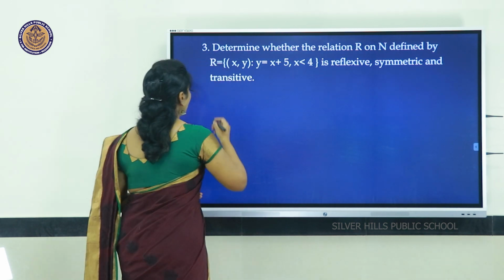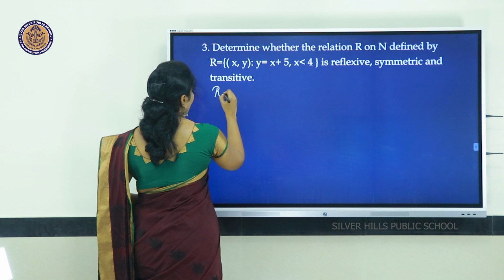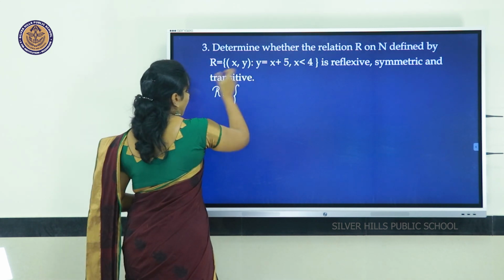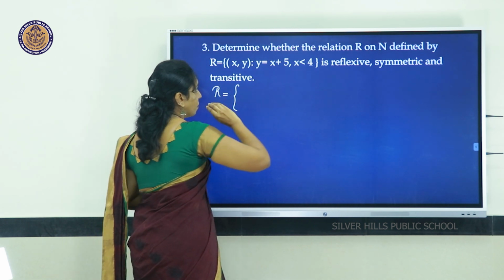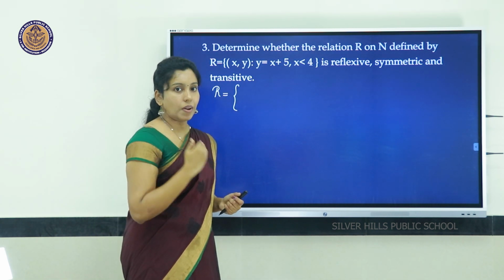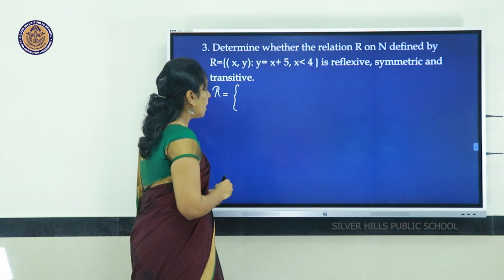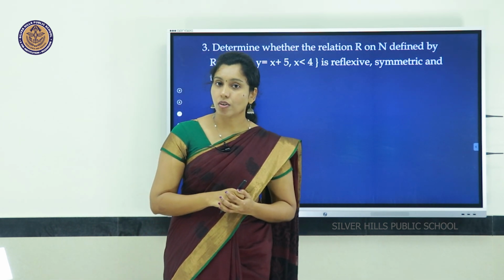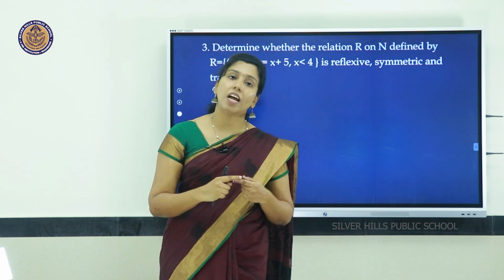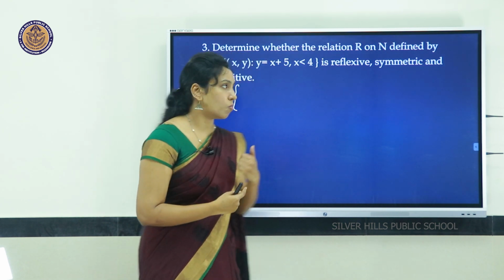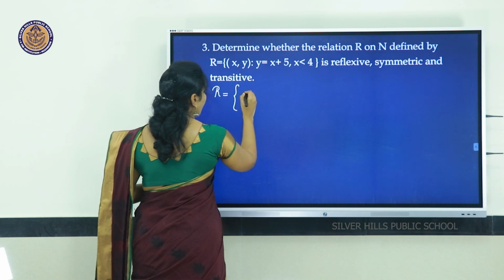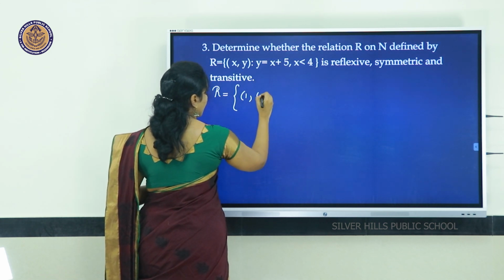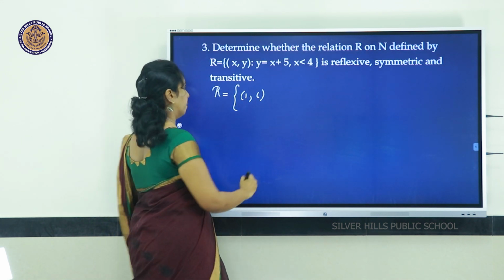So when you write the roster form, how can you write the relation? R is equal to, I need those pairs such that the second number will be 5 greater than the first number and the condition is x should be less than 4. So which is the first natural number? 1. So the first value that x takes is 1. So when x is 1, what is my y? 1 plus 5, that is 6. The first pair is ready.